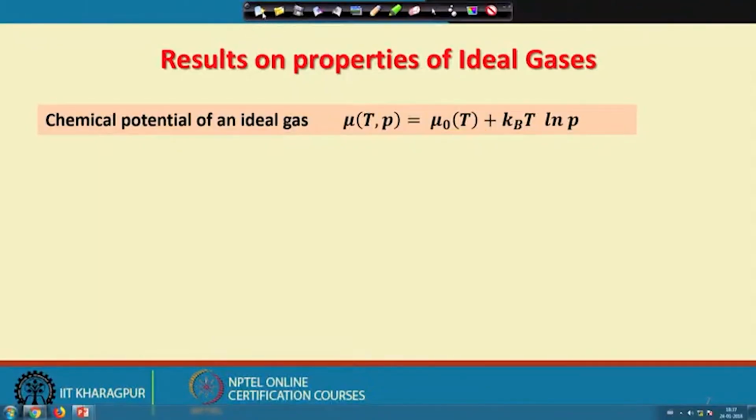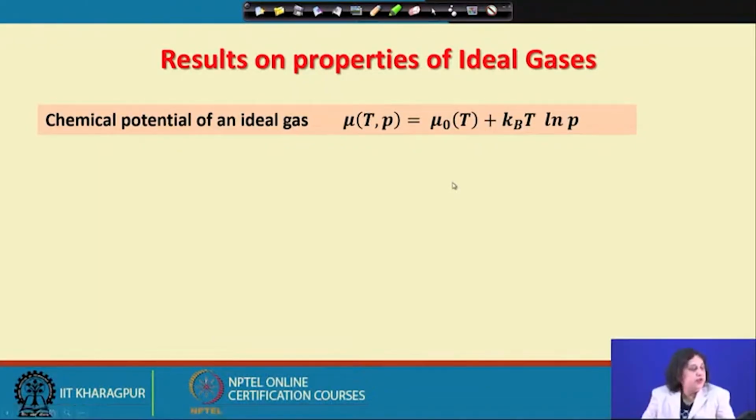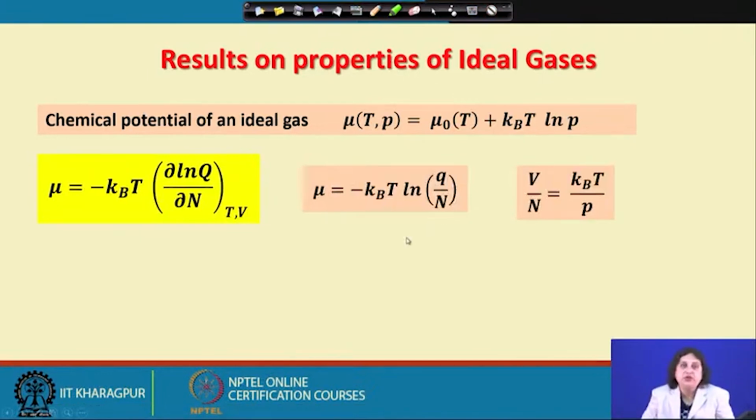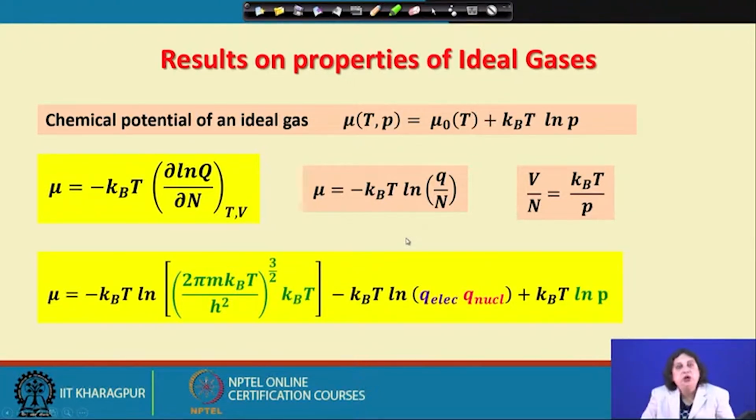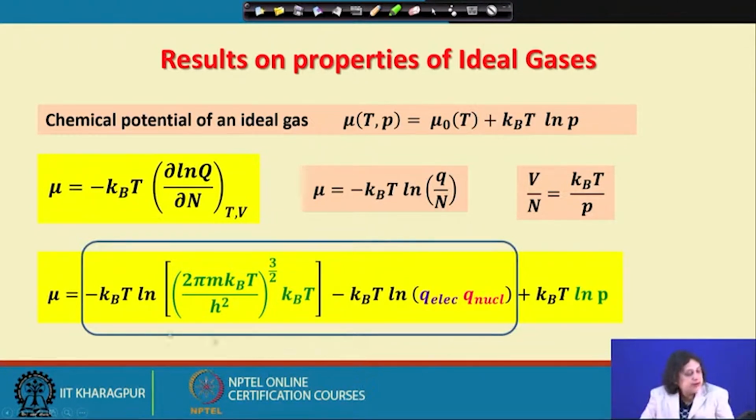Now, we have already carried out this derivation, and indeed we have been able to show that starting from the definition of chemical potential in terms of ln capital Q, it is possible to find out what exactly the form of chemical potential would be in terms of the parameters like mass of each particle, temperature, then q electronic, q nuclear, etc. Now, here what once again I would like to highlight is that this expression has given me one set of terms that is independent of pressure and dependent on temperature only, and it also depends on the kind of system that we are working on.